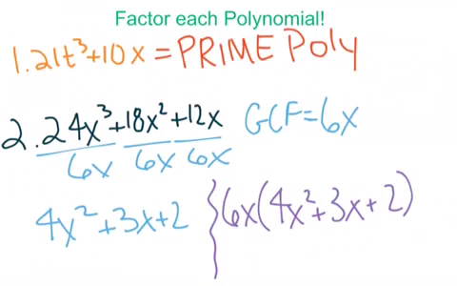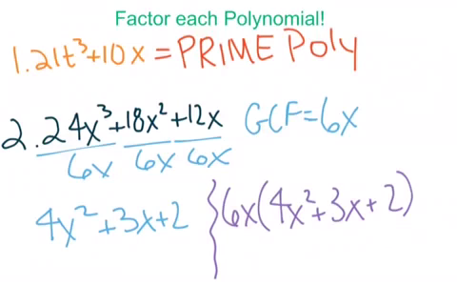Alrighty, so number 1 is a prime polynomial. You'd have seen that if you looked at 21 and 10, there's no numbers that go into both 21 and 10, and then the t cubed and x are two very different variables, so they have nothing in common, so that's why it's a prime polynomial. Number 2, the answer was 6x, in parentheses 4x squared, plus 3x plus 2.